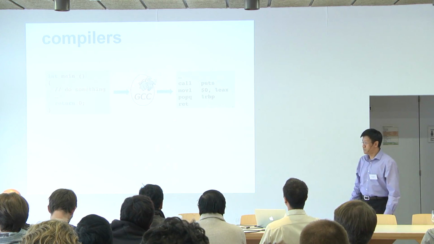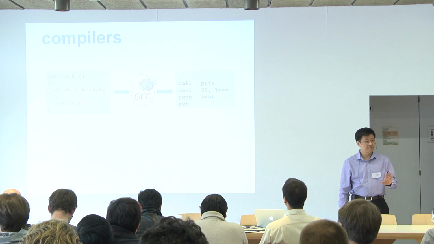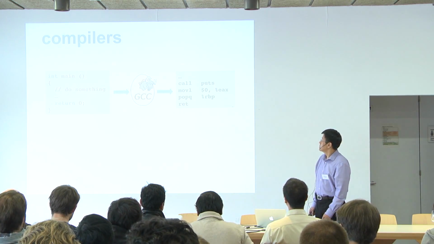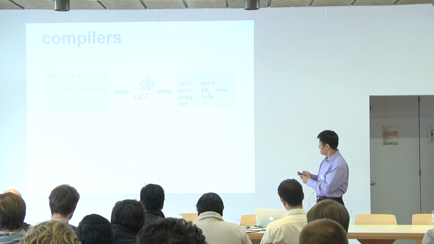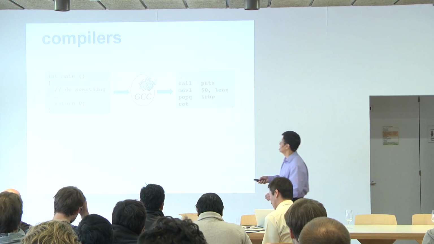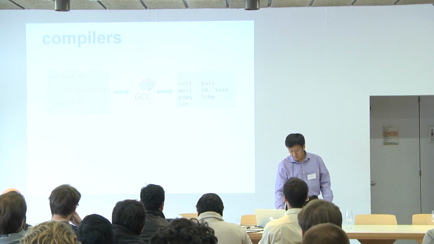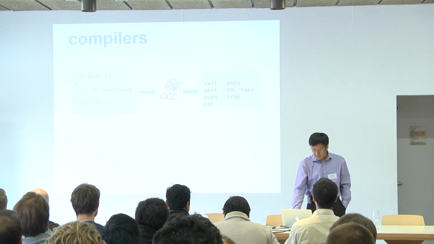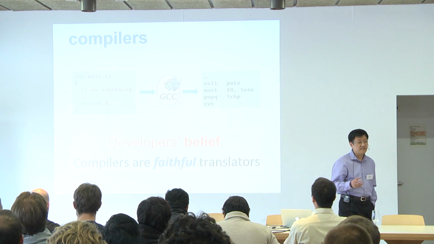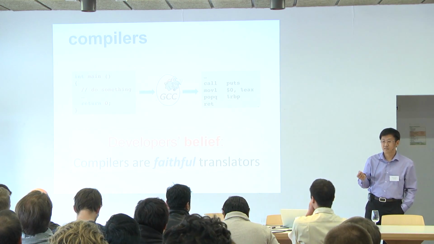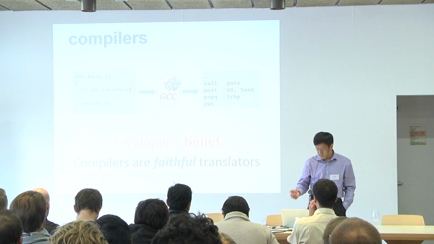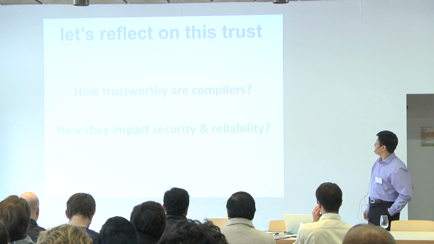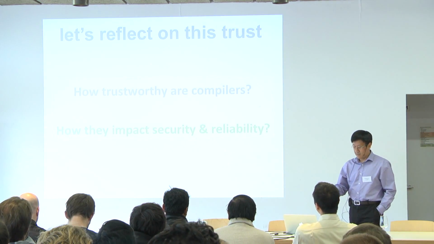Let's start with this: all of us here use compilers, of some sort. We take a source program, run it through a compiler, and produce an executable. As developers, we believe that compilers should be faithful translators that do the correct job. Now let's reflect on this trust: how trustworthy are compilers, and how do they impact security and reliability?